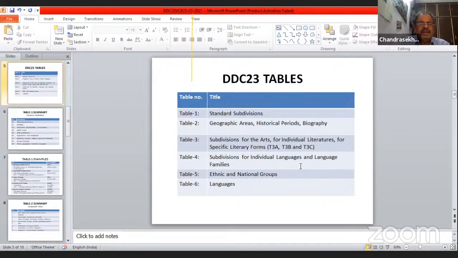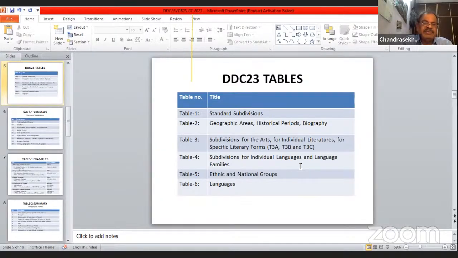Between tables 3A and 3B there is not much difference. Between 3B and 3C there is some difference. I won't go deep into that for the present. If you have time, you can read that and understand. Whenever there is an occasion, I will try to tell you. Maybe tomorrow I will tell you.